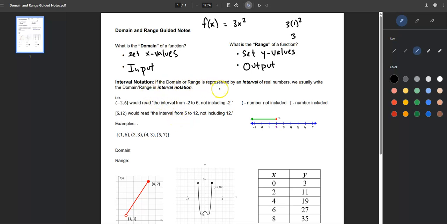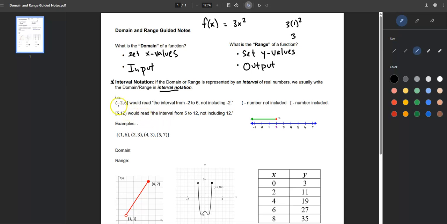So what values are the possible values that I can put in without getting an error or something that causes problems, okay? We're going to communicate this with what we call interval notation. So if the domain and range is represented by an interval of real values, we'll use interval notation, okay? If it's not, then we're going to use what we call set notation, okay? So let's talk about this.